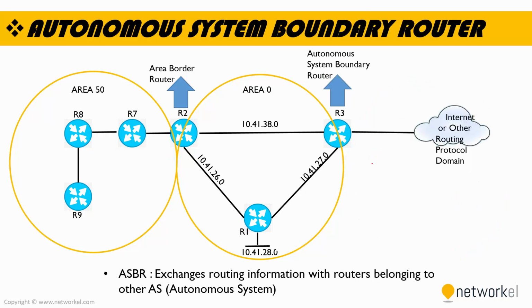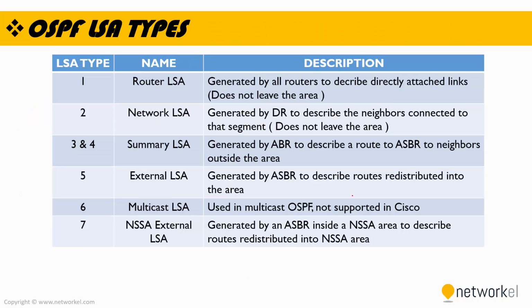And here is the autonomous system boundary router. The autonomous system boundary router exchanges routing information with routers belonging to other AS. This is the autonomous system boundary router, and we have another domain which can be the internet or another routing protocol domain, and the autonomous system boundary router exchanges routing information with other routers belonging to the internet or other protocol domain.